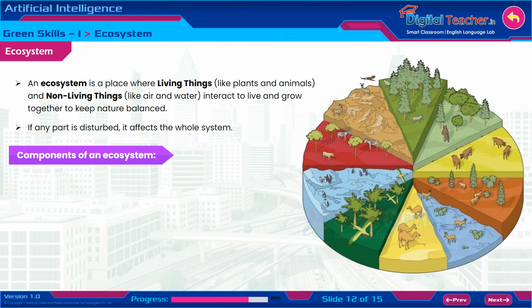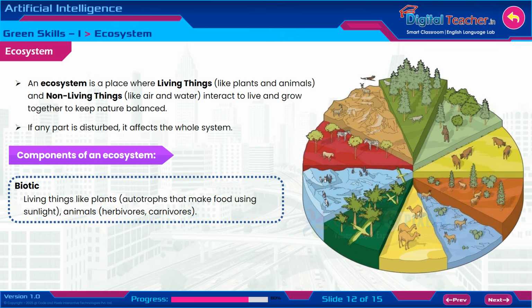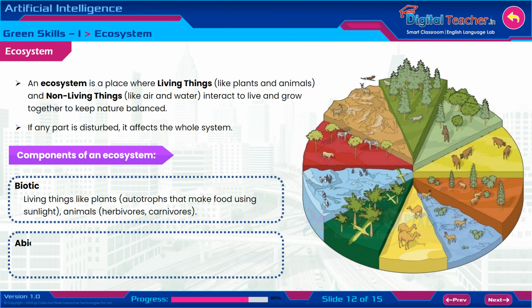Components of an ecosystem. Biotic: living things like plants, autotrophs that make food using sunlight, animals, herbivores, carnivores. Abiotic: non-living things like air, water, sunlight, soil, and temperature.